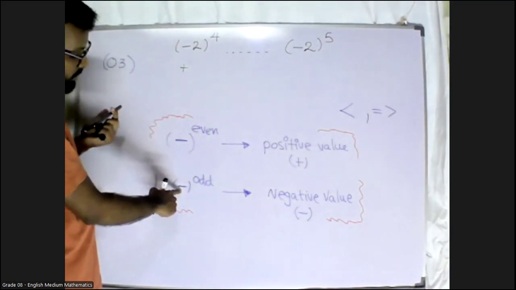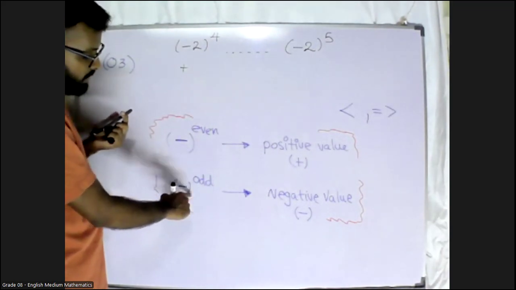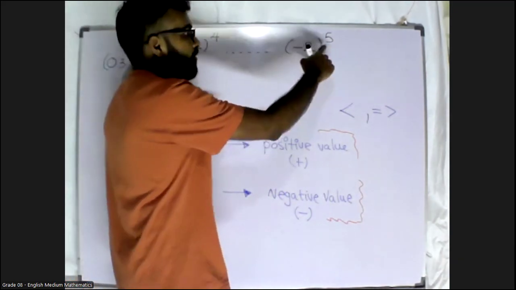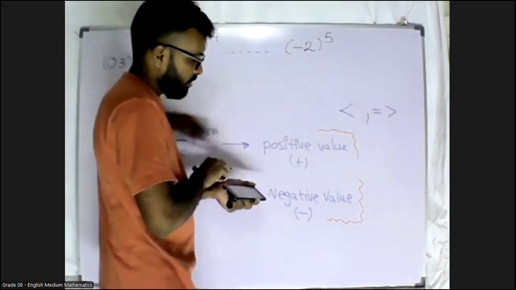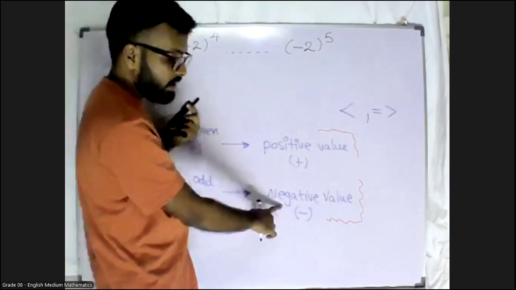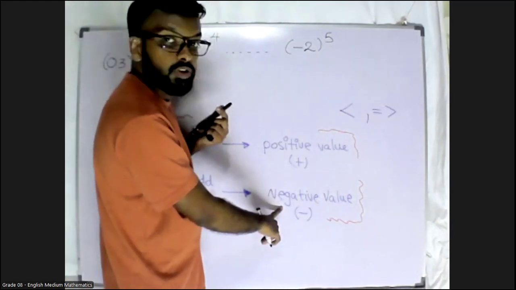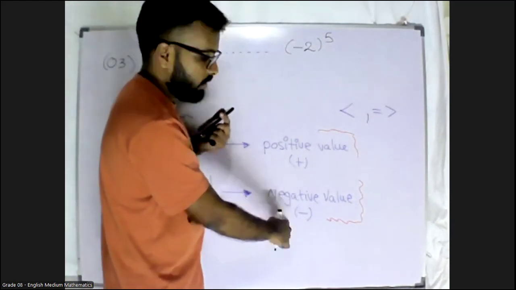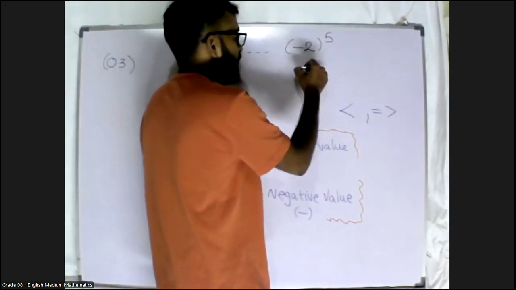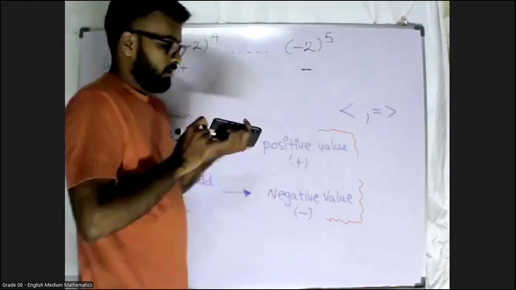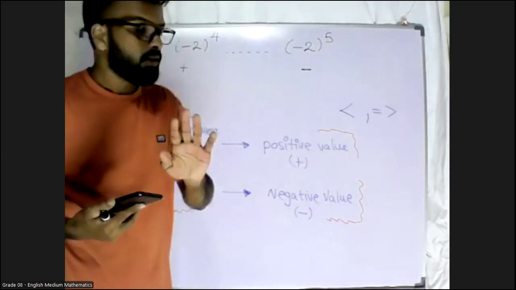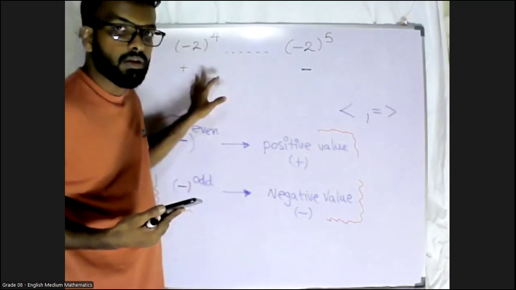And if you have a negative value inside the parenthesis and the power is odd, negative value, power is odd, the resulting answer should be a negative value. So that is the point that you need to understand. This is the critical point.